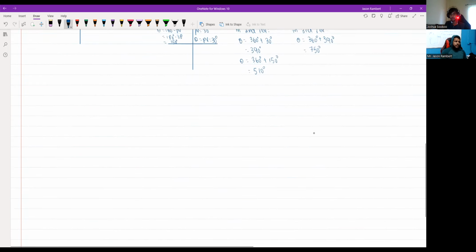Let me try another one here. Calculate theta if cosine of theta is equal to negative root 3 over 2. First thing you ask yourself in every trigonometric equation: what is cosine theta, what is sine theta, or what is tan theta?